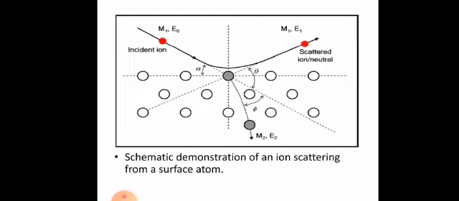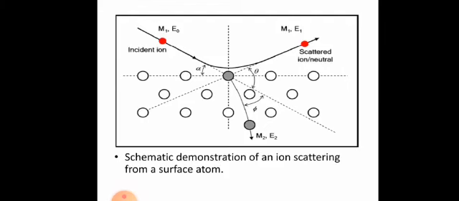You all will be familiar with the term kinematic factor, which is involved in the process of collision, as the collision process will be familiar to you from the undergraduate level. So let us consider the schematic demonstration of an ion scattering from the surface atom.